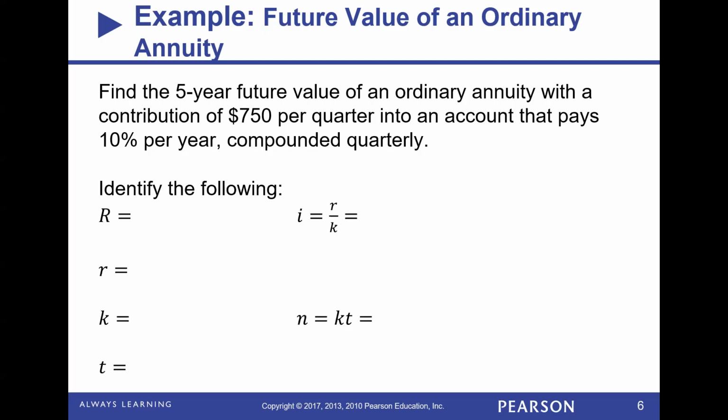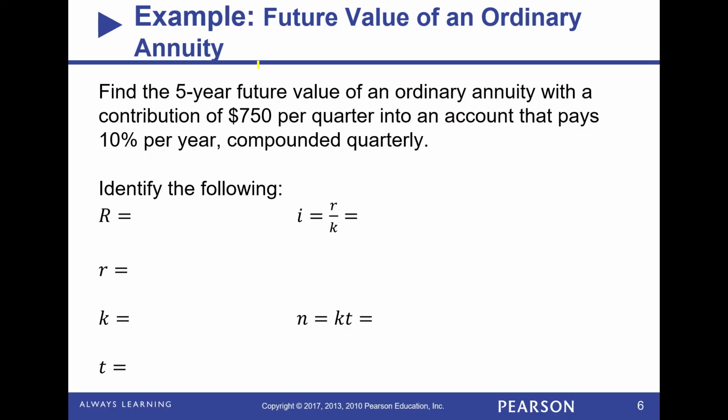So the first thing I'm going to do before I even jump into this problem is identify the recurring payment, my rate, my K, my T, my little i, which again is just r over K, and my N, which is KT. I strongly suggest that you identify these going in this direction.